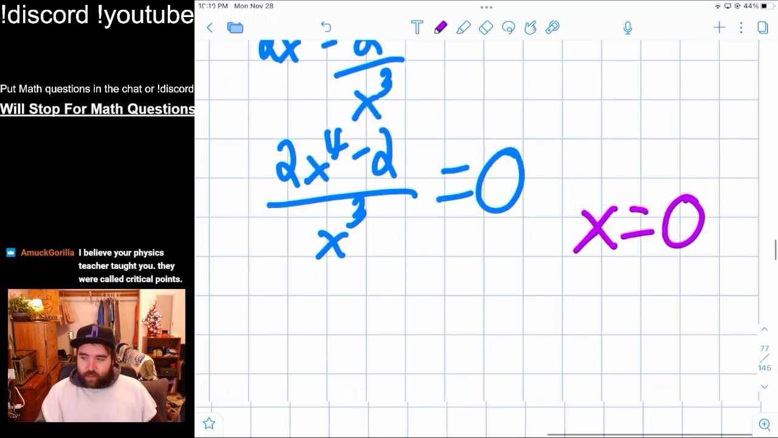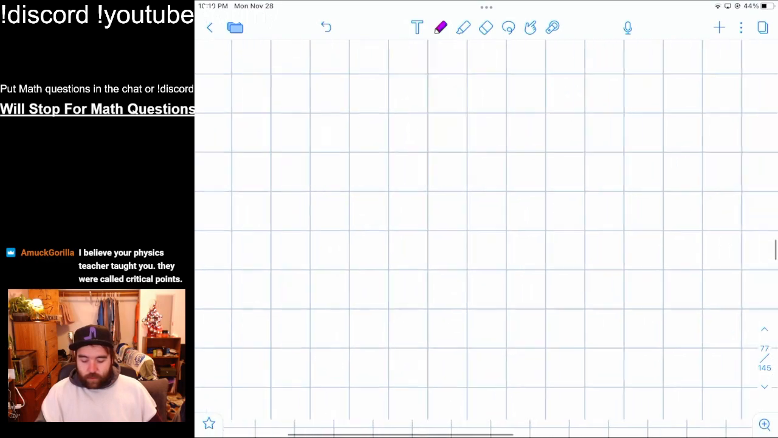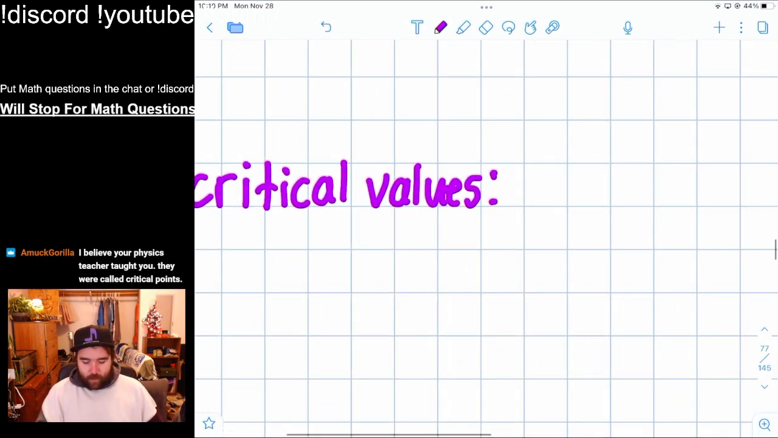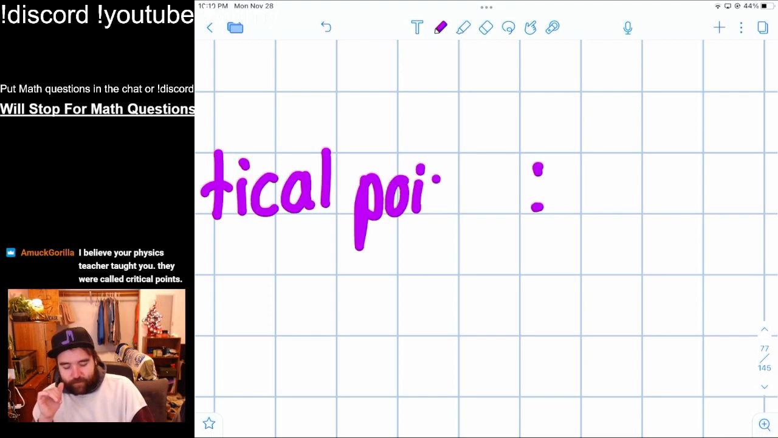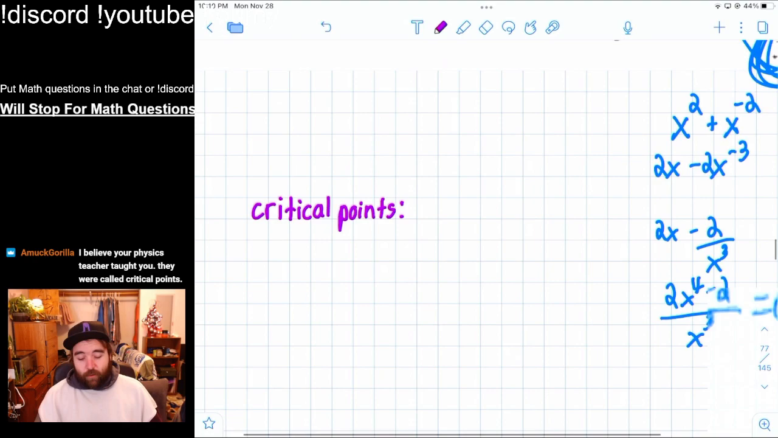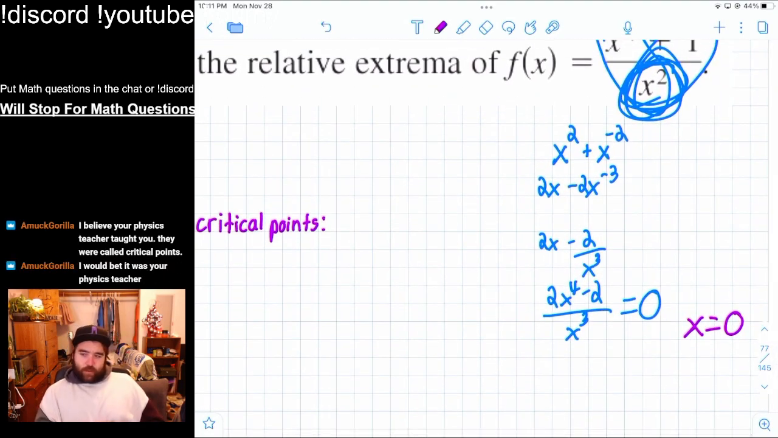Now we need to say, when is this equal to 0? You know what? That did just ring a bell in my head. Although I don't think it was my physics teacher. I think it was my calc teacher. Called them critical points. But I'm pretty sure I've seen them called critical values as well.